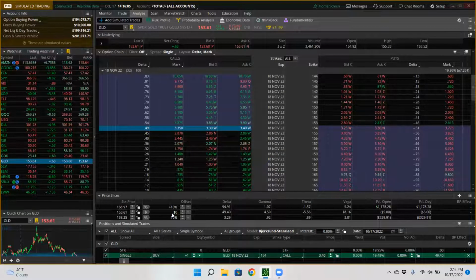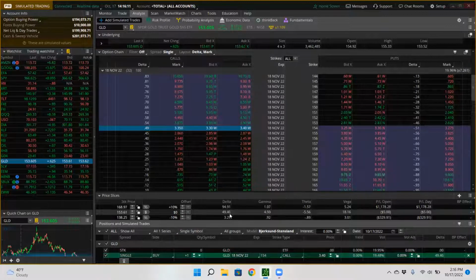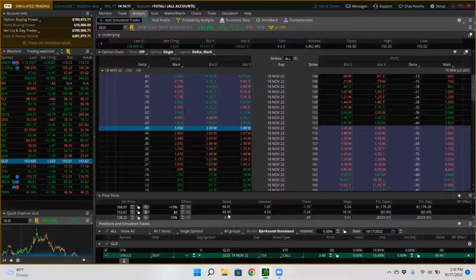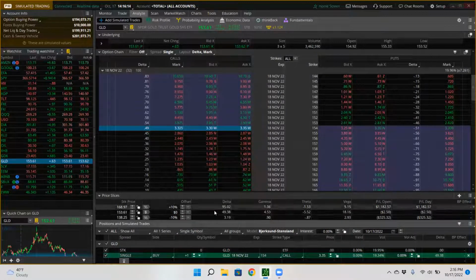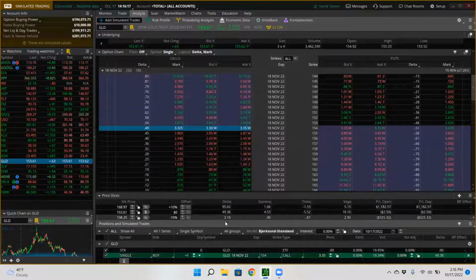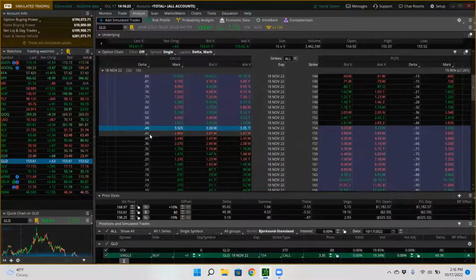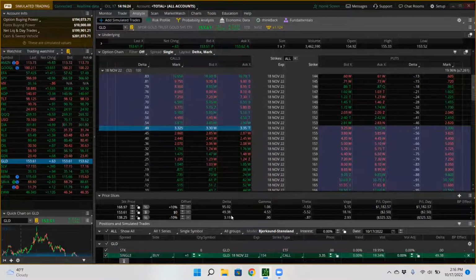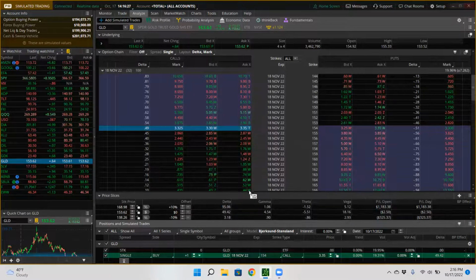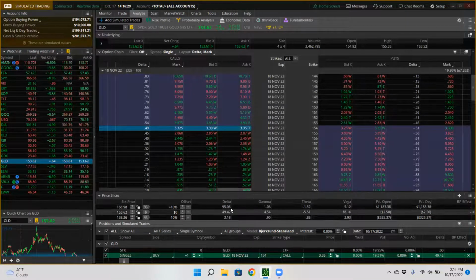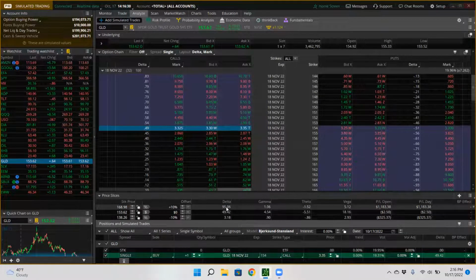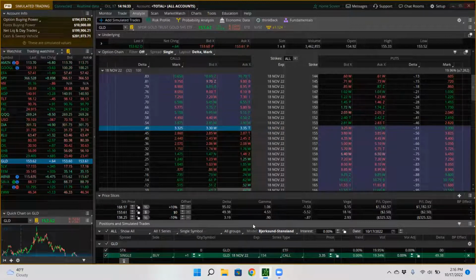So if we look at our price slices, you can see that the delta, they moved that over because it's taking into account the entire contract, which is the 100 shares. So that 0.49 is actually, if we were to expand this out to 4 digits, 0.493842, however you want to look at it. But this gives us our 49 delta, or 49.42 delta.